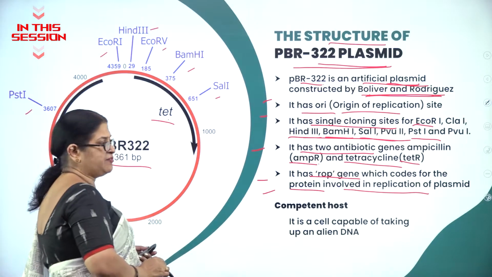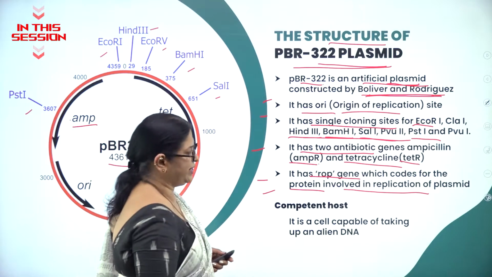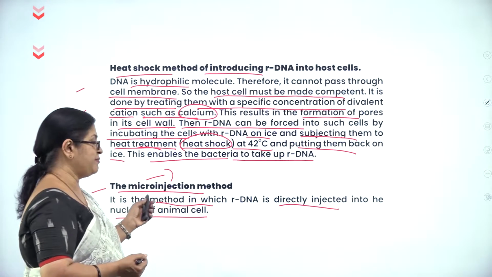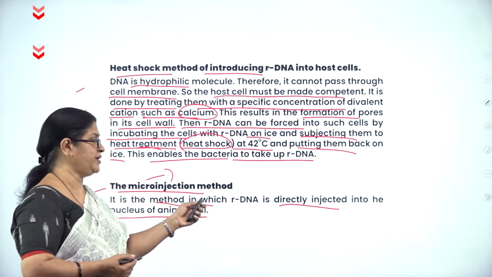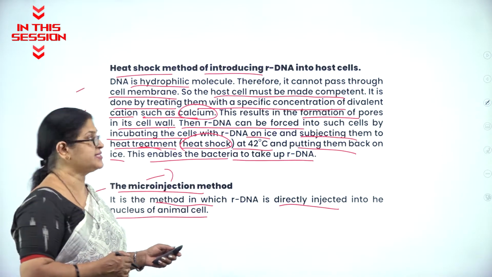What does TET stand for? Tetracycline, AMP, ampicillin. These are the two types of antibiotic genes. That is a method in which rDNA, that is recombinant DNA, is directly injected into the nucleus of animal cell.